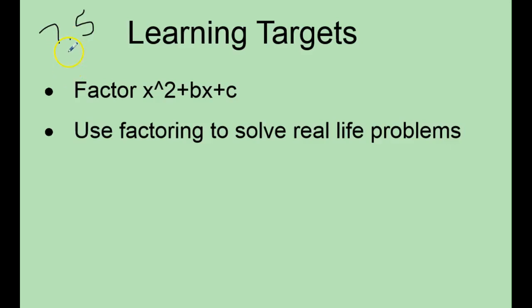All right, here we're looking at section 7.5, and our learning targets are factor x squared plus bx plus c. Whenever we're typing math, it can be really hard to make exponents, so we can use this caret to denote that it's an exponent. And then our second learning target is use factoring to solve real-life problems.